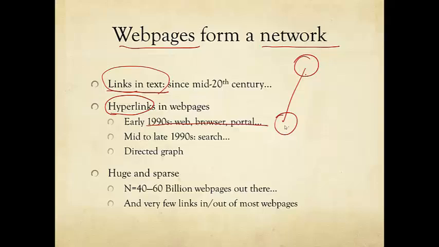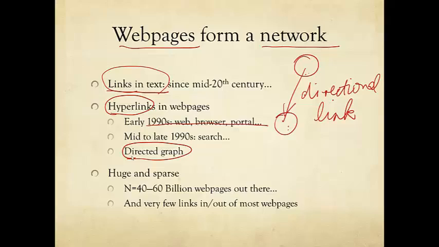Now, as we all know, that web page A points to web page B doesn't mean that B points back to A, so we have to provide a sense of direction to this link. We call this a directional link, and the resulting graph is called a directed graph.